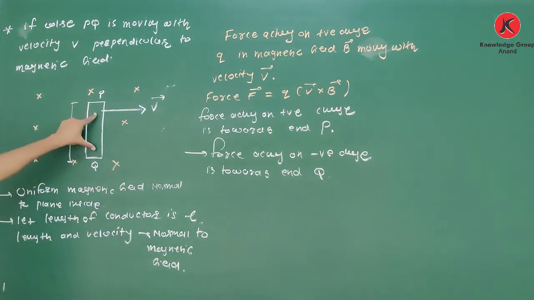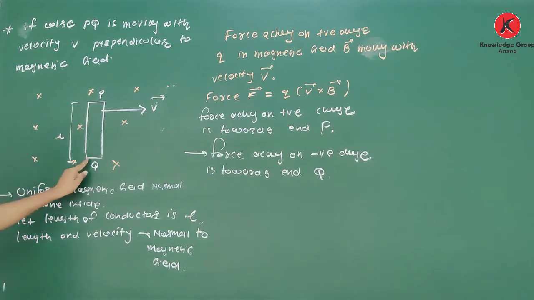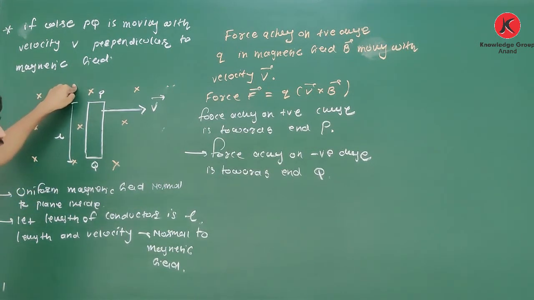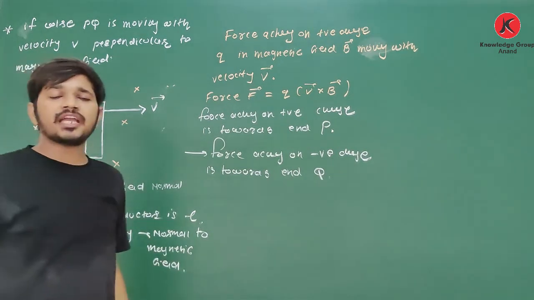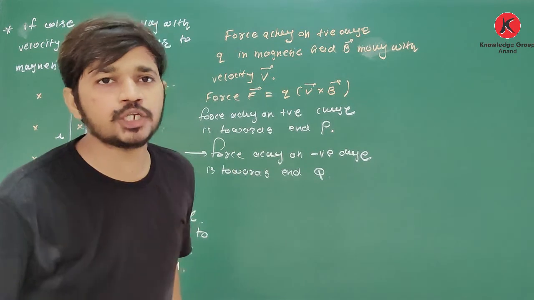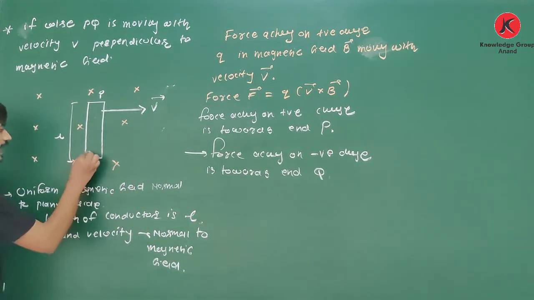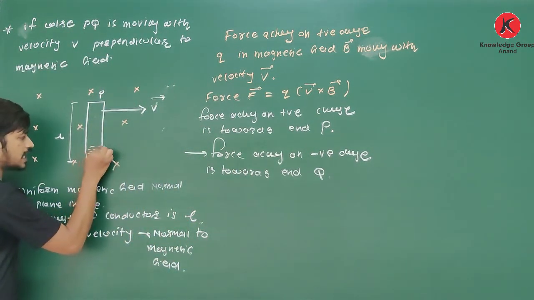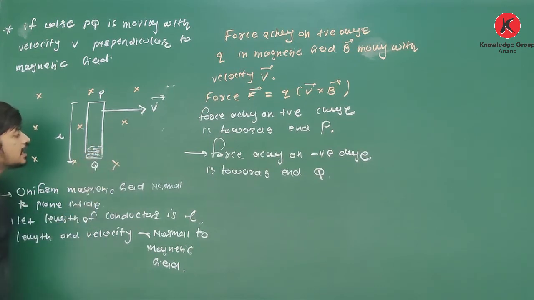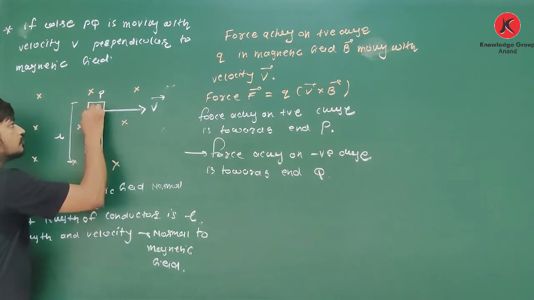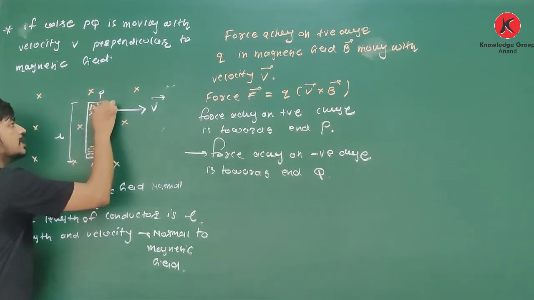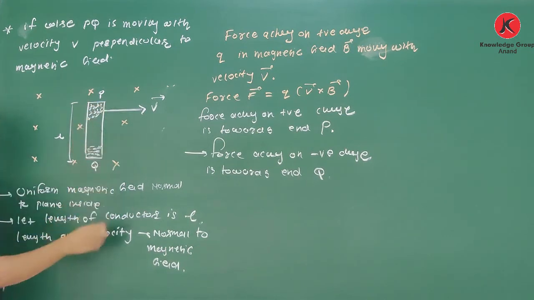So yes, in this conductor there are positive charges and negative charges. The force acting on positive charges is towards P, but they are not free to move, so they will not move. But the force acting on negative charge is towards Q. Negative charges, electrons, are free to move. So electrons are accumulated at end Q. So here we can say positive charge is induced at end P.